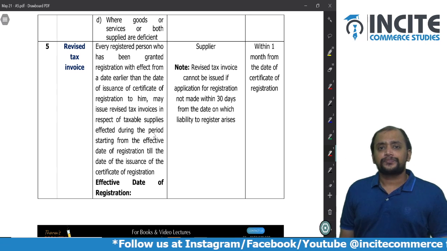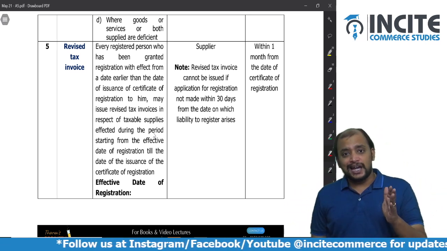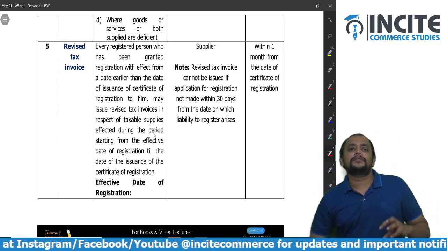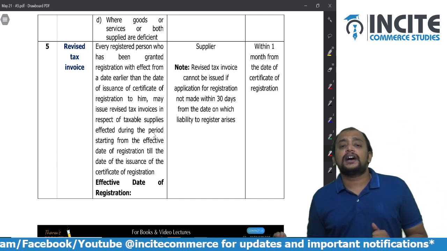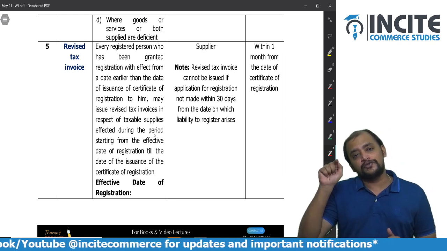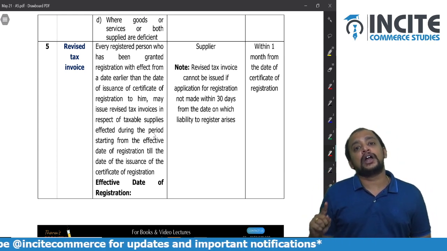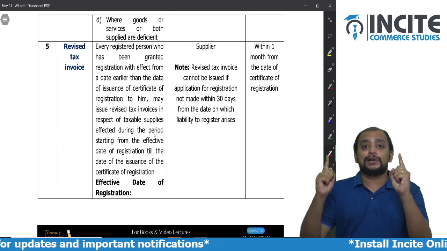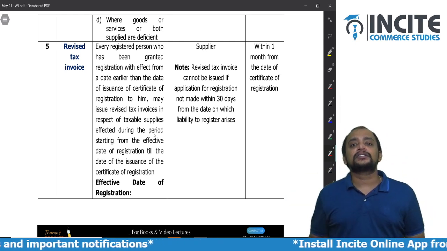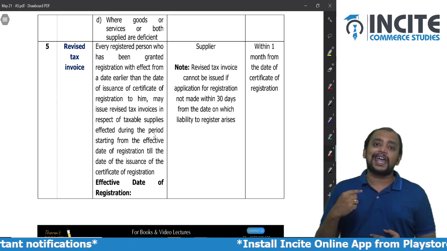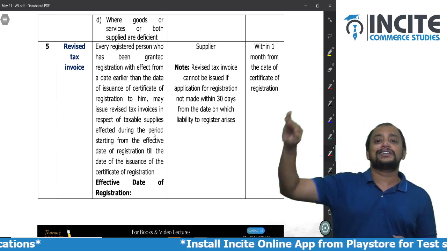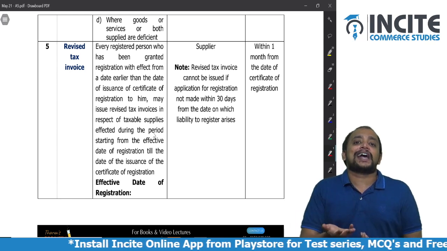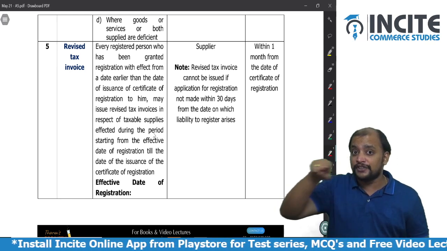Say on 5th of May I cross the threshold limit. I made application for registration on 4th of June, and the registration certificate is granted on 7th June. Now from 5th May to 7th June, whatever are the outward supplies, with respect to those outward supplies we can give a revised tax invoice after the date we get the registration certificate, because without getting registration certificate we cannot give a tax invoice and recover the GST. But we need to pay GST for this period.